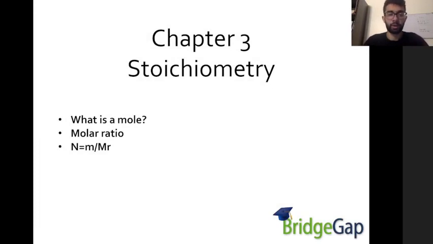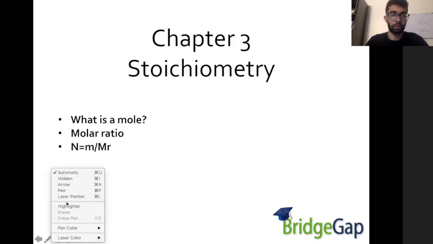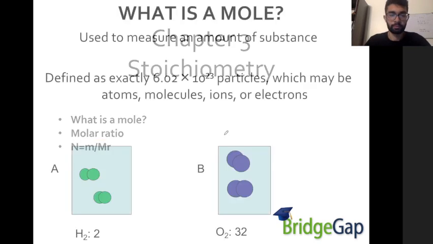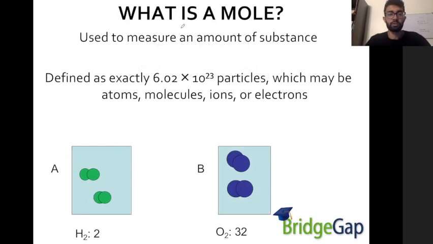And we're going to really talk about what stoichiometry is, and the topics we're going to be discussing are what a mole is, that's one of the first ones we're going to get into, the molar ratio, and n = m / Mr, where n is the number of moles, and Mr is the relative molecular mass, which you can find in the periodic table. And so, first off, let's start off with what is a mole.